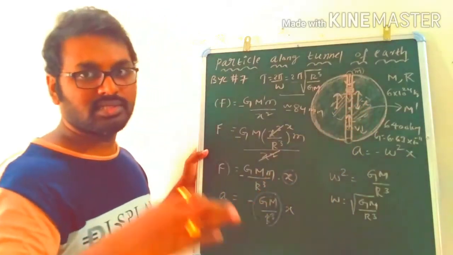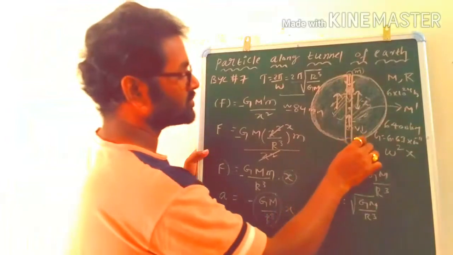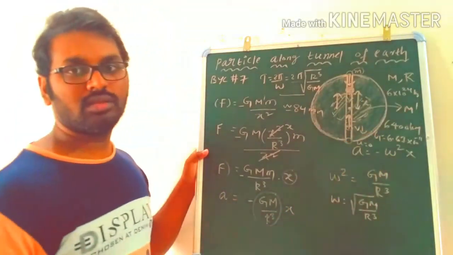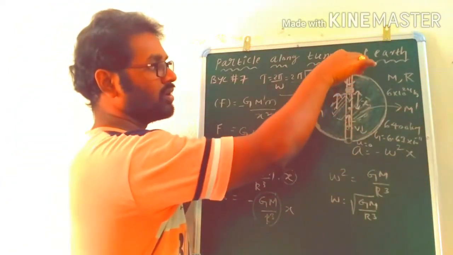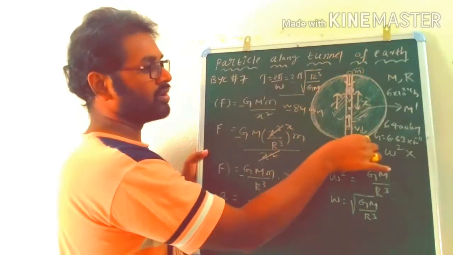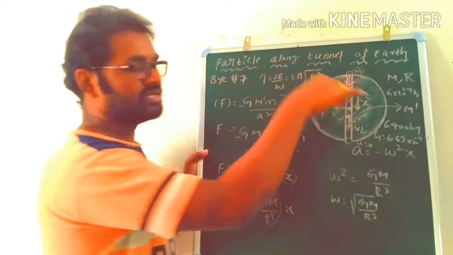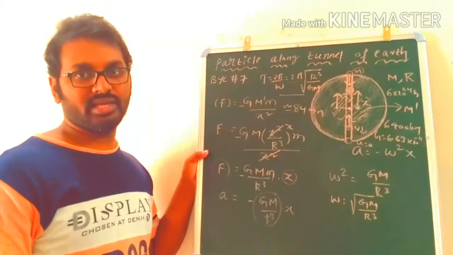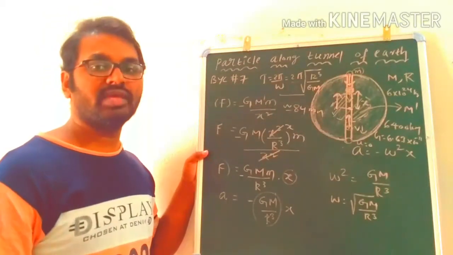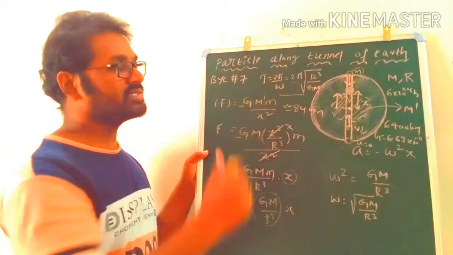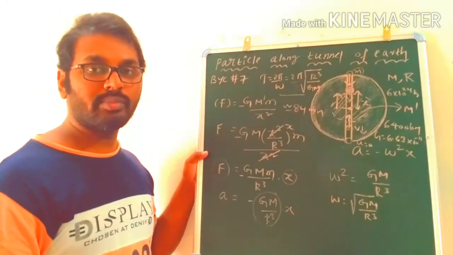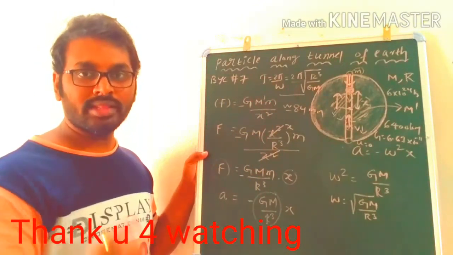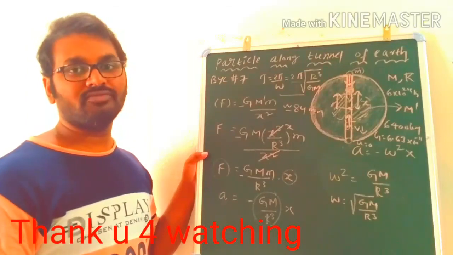When the particle reaches the other end, the velocity comes as how much? 0. There you can see on the top the velocity is 0, on the bottom the velocity is again 0, which means the velocity will be maximum at the center of the earth. In the next section we will see how much velocity is acquired by the object when it reaches the center of the earth.